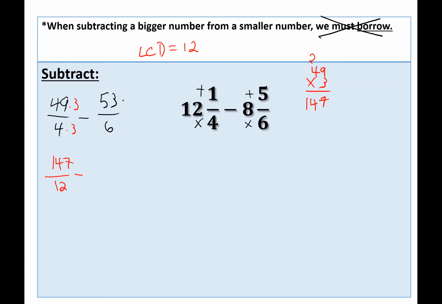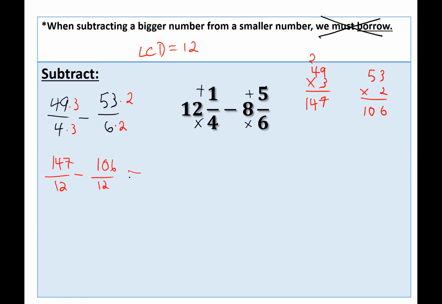We're changing the 6 to a 12, so we're going to multiply by 2, which means we're also doing 53 times 2, which is going to be 106. Okay, so I've rewritten my mixed numbers as improper fractions, 49/4 minus 53/6. Then we're changing them to have a common denominator of 12. 147 over 12 minus 106 over 12.